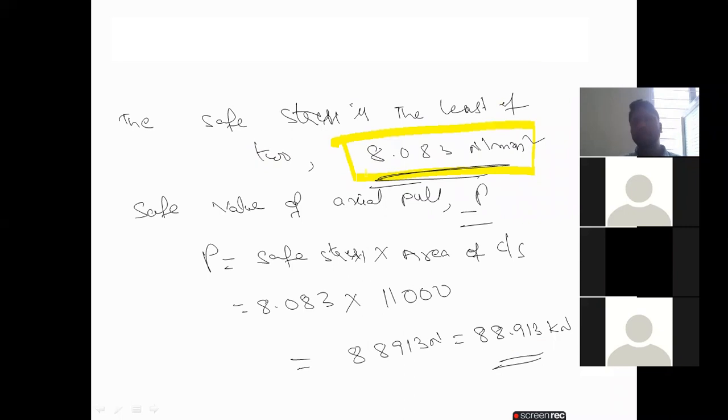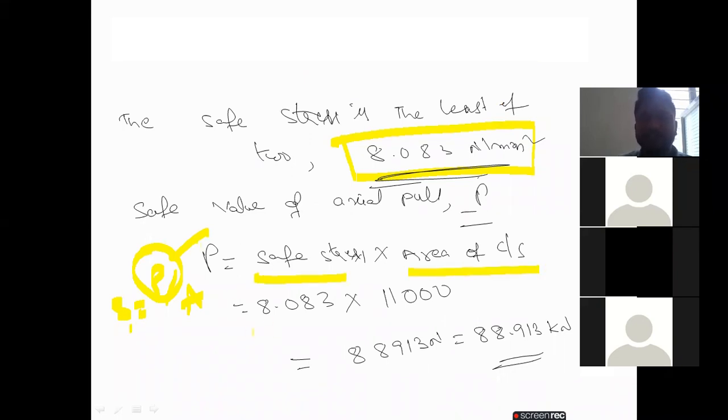Now from this, we have to calculate the safe load. Stress equals load by area, P by A, so P equals safe stress into area. Safe stress is 8.083 and the area of the cross section is 11,000. Finally we got the safe axial pull as 88.913 kilonewton. My dear students, this is the easiest problem. Anyway, we will solve one more problem like this.